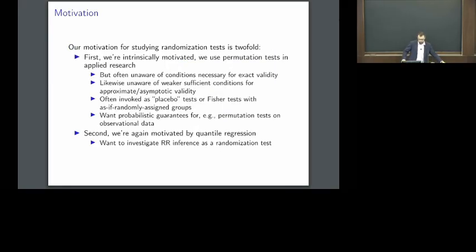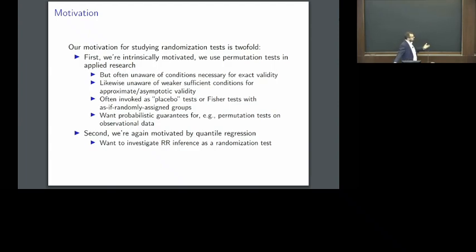Okay, so our motivation for studying randomization tests is twofold. First, we're intrinsically motivated. We use permutation tests in applied research. Oftentimes, we're unaware of the conditions necessary for exact validity, and likewise, and we'll dig deep into that today and tomorrow, often unaware of weaker conditions that could give us approximate or asymptotic validity. And so we often see what we think of as permutation tests applied either as placebo tests, which allows you to wave your hands and not be rigorous, or as a Fisher test. When I say Fisher test, I always mean that I think that the treatment has been assigned randomly, and that's where the randomness comes from.